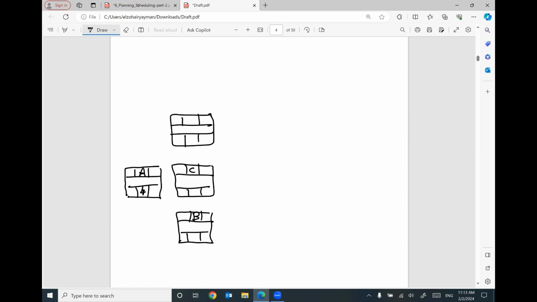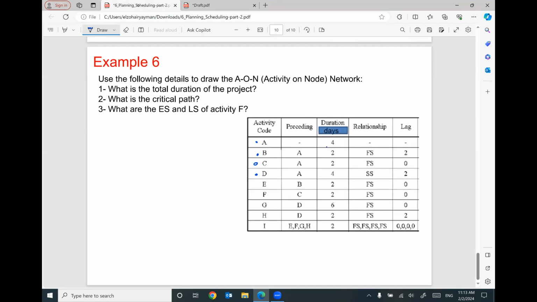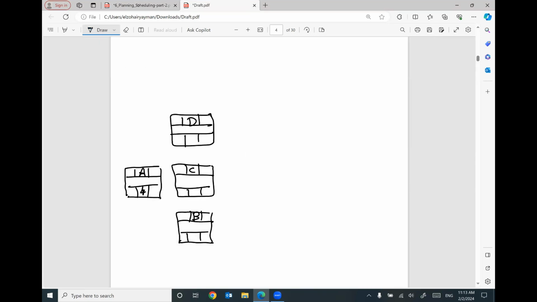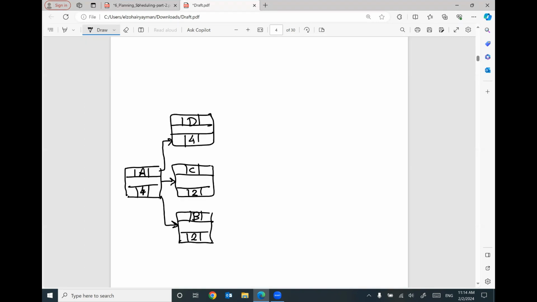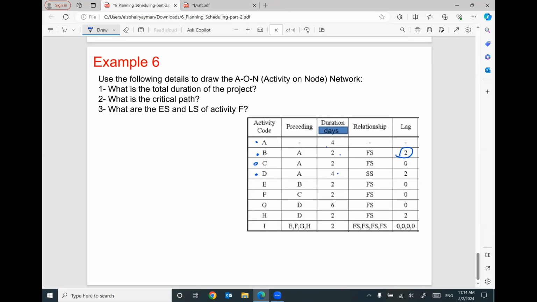B, C, and D. The duration for these activities is 2, 2, 4. All of them have predecessor A. The relationship between B and A is finish to start with a lag of 2. Between B and A, we have here positive 2. That makes sense? Between C and A, finish to start without a lag.